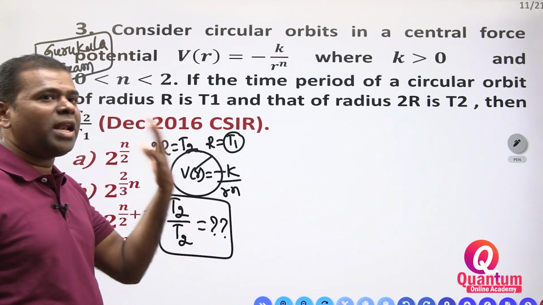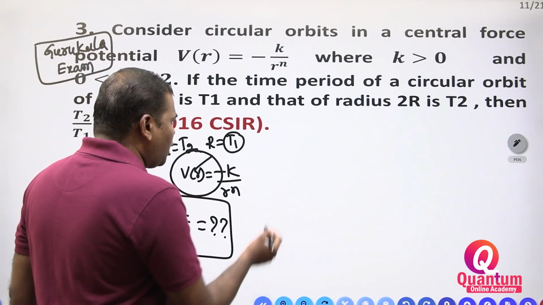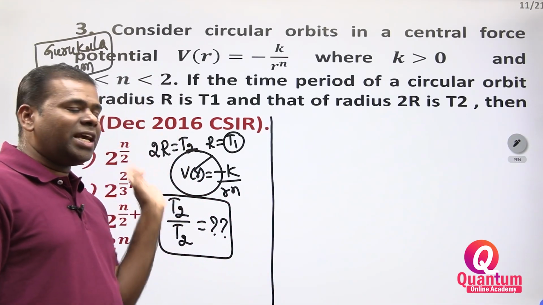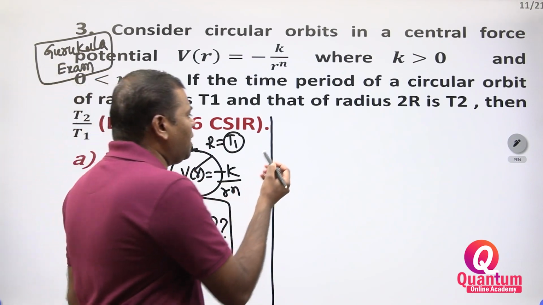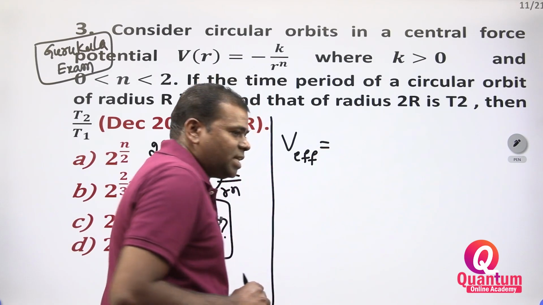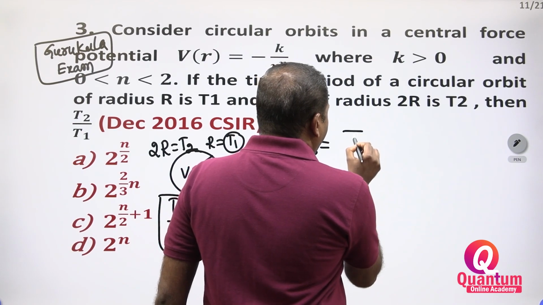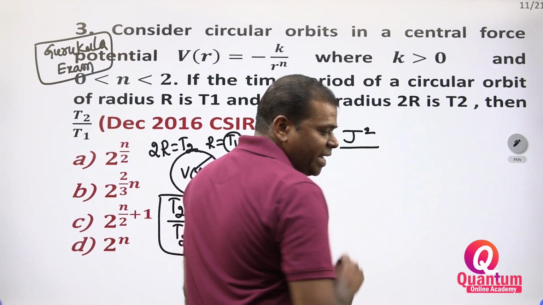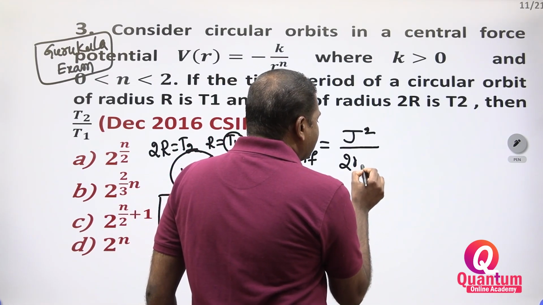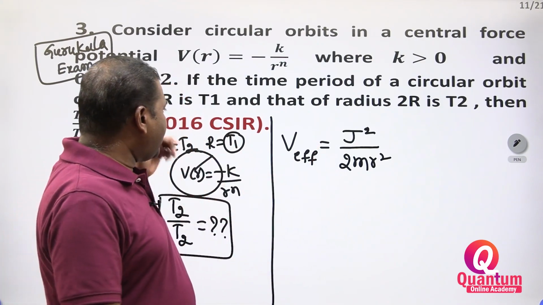What is this? This question belongs to central force motion. Now you have to see the effective energy under a circular path. V effective is equal to the rotational kinetic energy plus the potential energy. The rotational kinetic energy is J square divided by 2m r square, plus the potential energy.